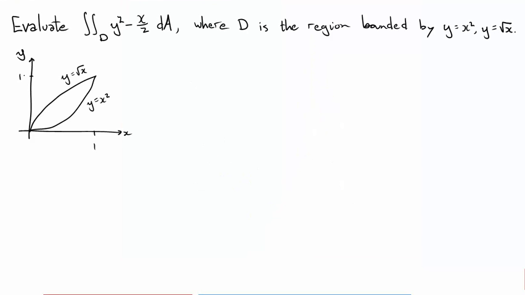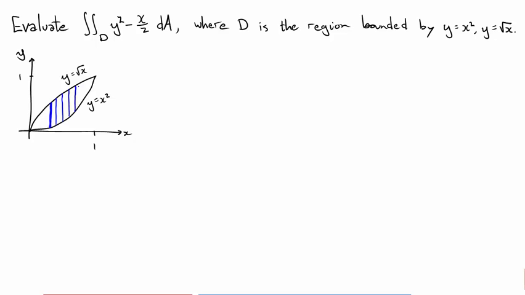Now for the calculations. Here's a copy of the region. We can describe the region in the following way. For any value x, the minimum value for y is given by the lower curve, and the maximum value for y is given by the upper curve. That's true no matter which value of x you pick.